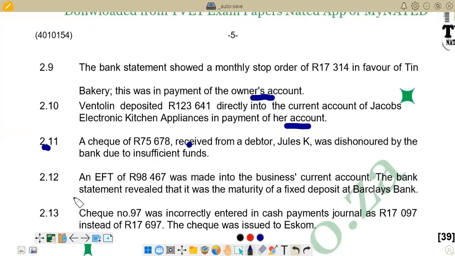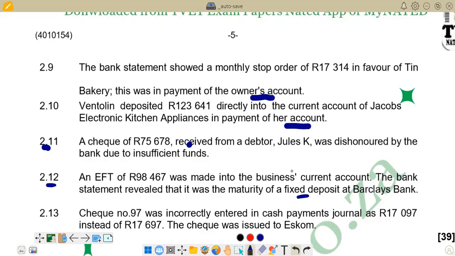So we are now on item 2.12. An EFT of 98,647 rands was made in the business current account. The bank statement revealed that it was the maturity of a fixed deposit at Barclays Bank. So what does it mean? We have an EFT of 98,647 rands, which was made in the business current account. And then the bank statement revealed that it was the maturity of a fixed deposit. So this is interest income. This is income that has been received there of 98,647. It's not interest as such, but it's income since it's coming in the form of fixed deposits.